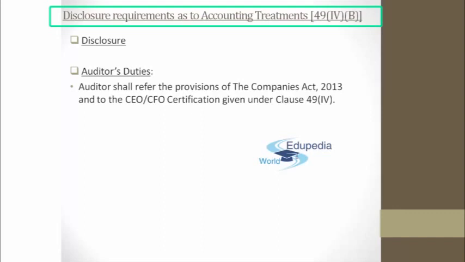Now comes your responsibility as an auditor. What should you do? In this regard, you as an auditor have to refer to a few of the provisions of the Companies Act 2013 and check whether the same thing is being done appropriately or not, and you need to refer to the provisions accordingly along with the CEO and the CFO certification which is given under clause 49 subclause 4. That is your duty as an auditor. So this is all about the disclosure requirement as to the accounting treatments.